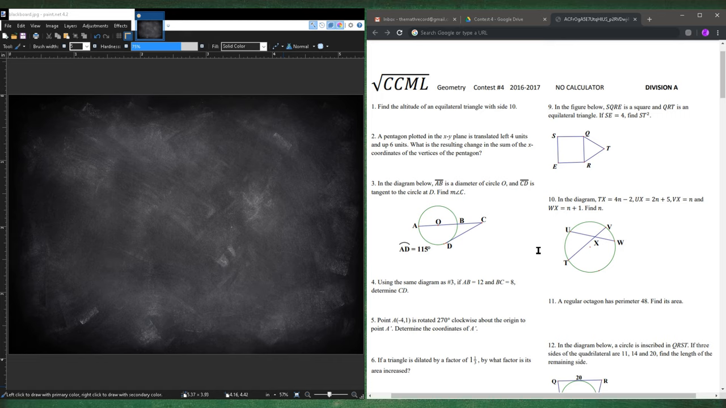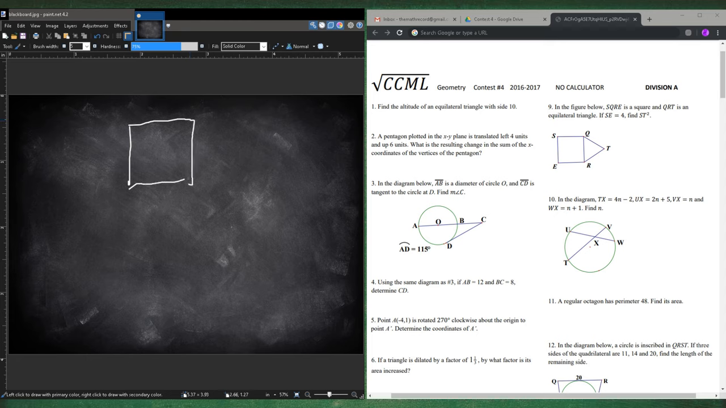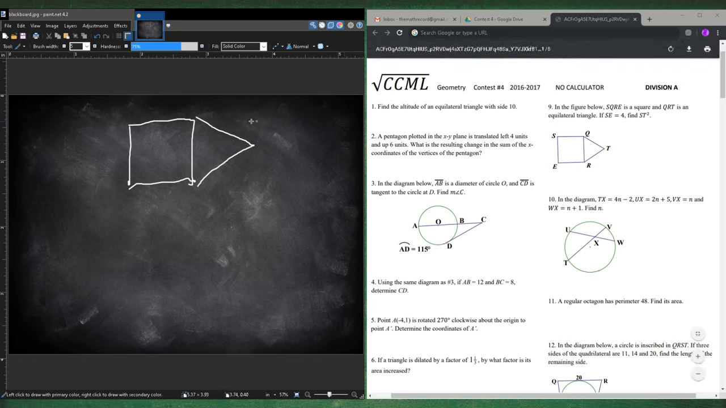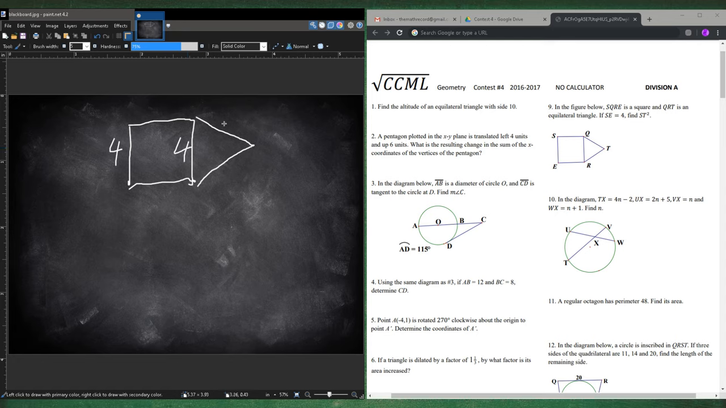Question 9. In the figure below, SQRE is a square and QRT is an equilateral triangle. If SE is 4, find ST squared. So, let's draw this out. We have a square, and everything is length 4 because QRT is an equilateral triangle, which means all side lengths are the same. So this is 4, this is 4, this is 4, basically. Let's just write 4 here, so we know everything's 4.